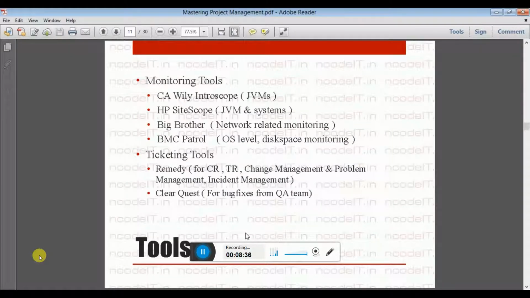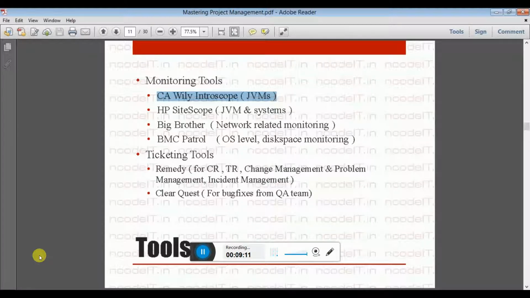Then the tools that you're going to use are two types of tools. One is monitoring tools that you use for WebLogic monitoring, system monitoring, all that stuff, and then you also use ticketing tools. Now you don't have to remember all types of tools, but just say that you are working on one tool. The other tools you are just aware of but not using, because your one tool is actually taking care of everything. So for monitoring, just say CA Wily Introscope or Oracle Enterprise Manager, Cloud Control.